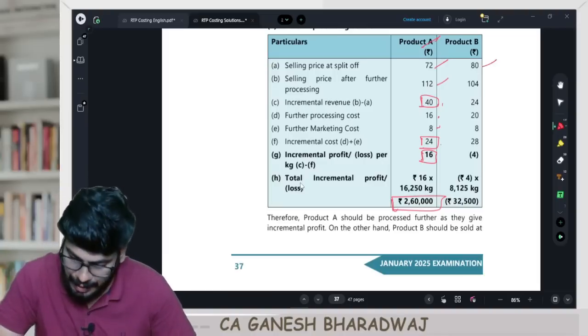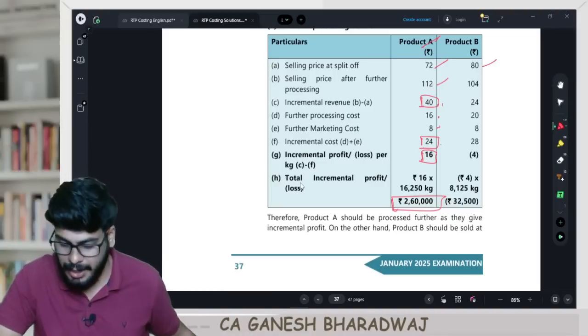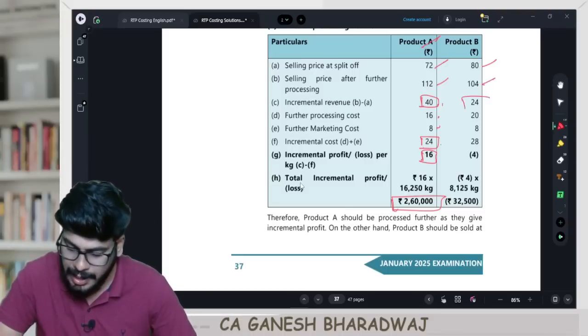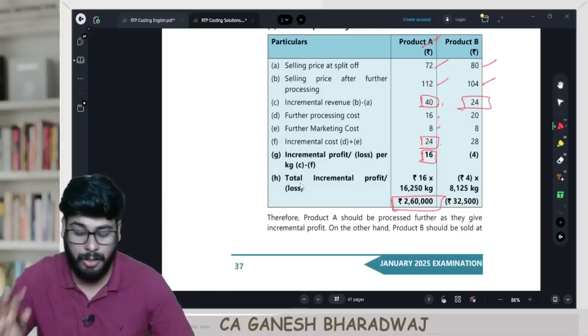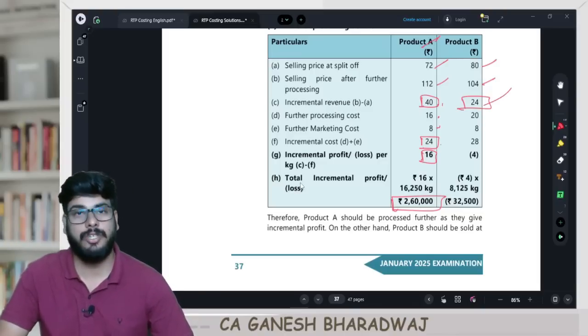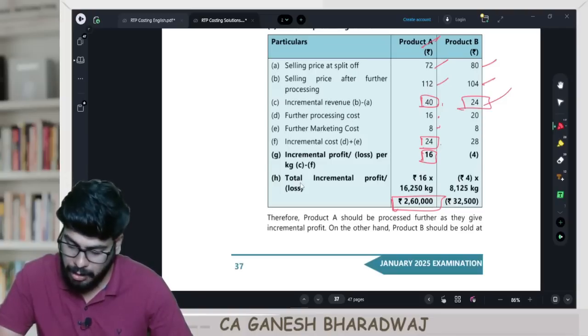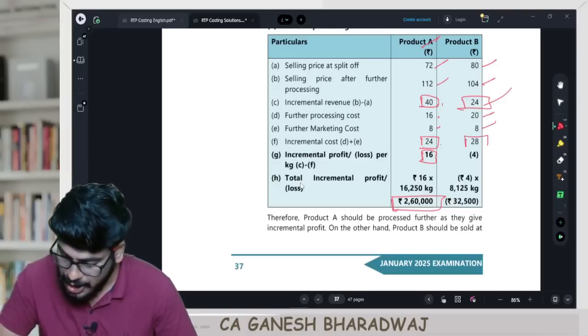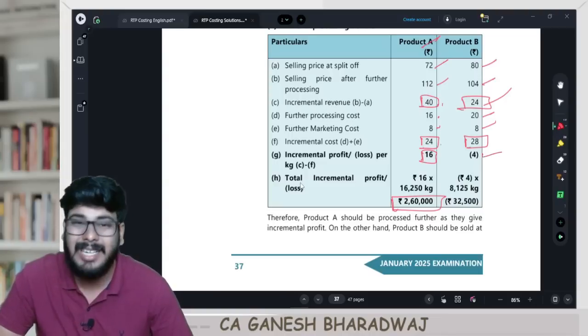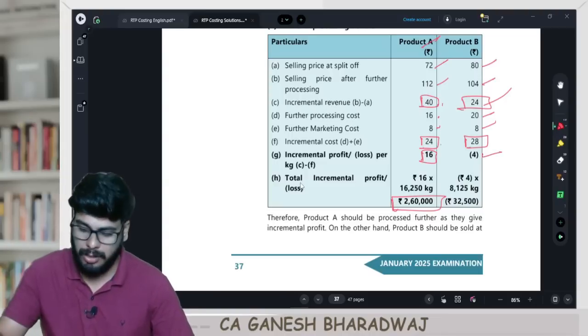Product B, currently, what is the selling price? At split off point 80, your selling price after further processing is going to be 104. The incremental revenue is going to be how much? Sorry, the selling price after further processing is correct, 104. Incremental revenue is 24 rupees, but the further processing cost is 20, further marketing cost is 8. Incremental cost is going to be 28 rupees. So 24 minus 28, you will incur a loss. Incremental loss is going to be 4 rupees.